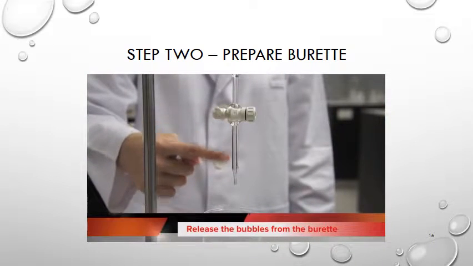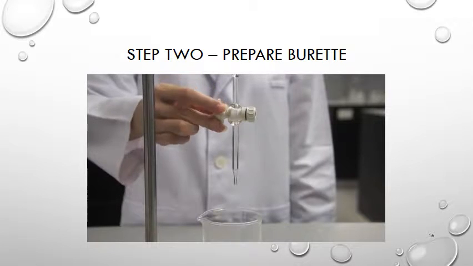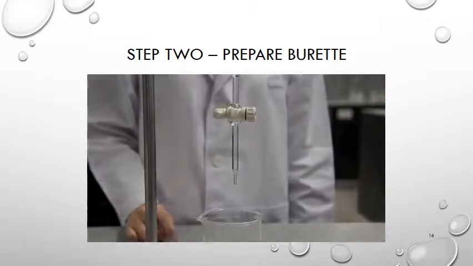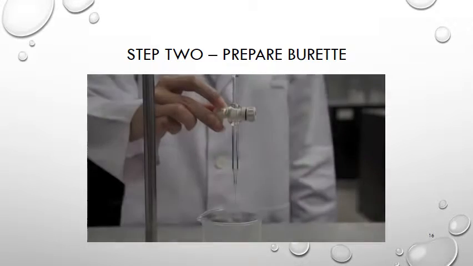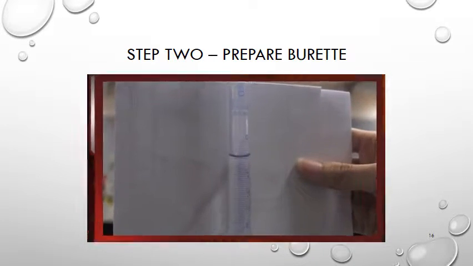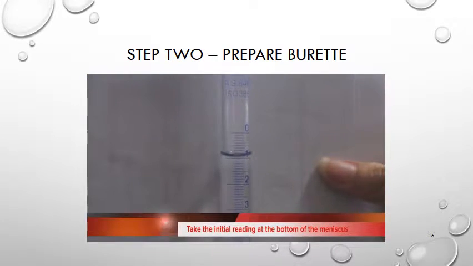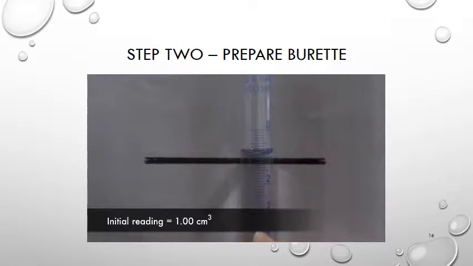Now you need to release the bubbles from the tip of the burette. Do this by opening the tap all of the way and let the solution push the bubbles out. Let's see that again in slow motion. Watch the bubbles closely as they come out of the burette. Now you're ready to begin, so take the initial reading at the top of the burette. Make sure you read the bottom of the meniscus and record your readings to 2 decimal places.